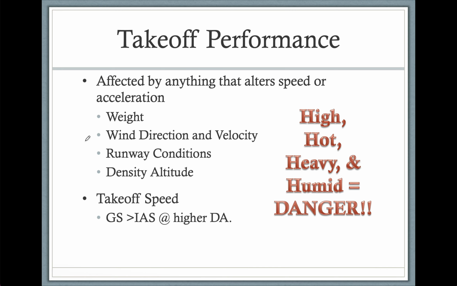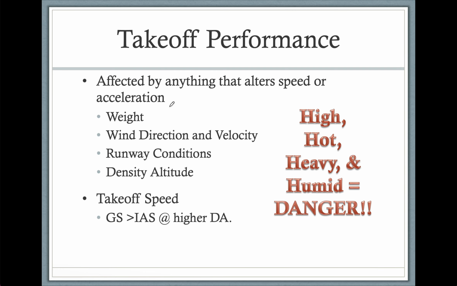Okay, now let's look at a takeoff performance chart. Anything that affects how quickly we can speed up will decrease our takeoff performance. So again, high, hot, heavy, and humid equals danger, danger. And I will say one thing: at higher density altitudes, you have a higher ground speed for a given indicated airspeed because the air molecules are less spread out, and that's how the airspeed indicator is working. That's how the pitot is working. So your gauge says you're going slower than you really are at high altitudes.